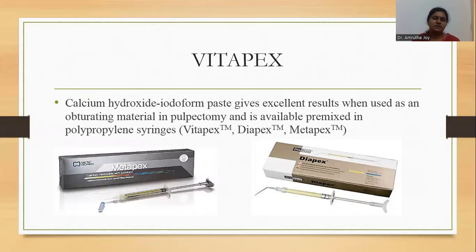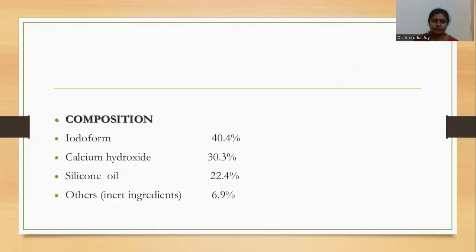Next is Vitapex. It is a calcium hydroxide iodoform paste that gives excellent results when used as an obturating material. It is available as premixed paste in polypropylene syringes. It's available as Vitapex, Diapex, Metapex, Galpex, etc. It's a mixture of calcium hydroxide and iodoform. Composition is iodoform, calcium hydroxide, silicone oil, and inert ingredients.